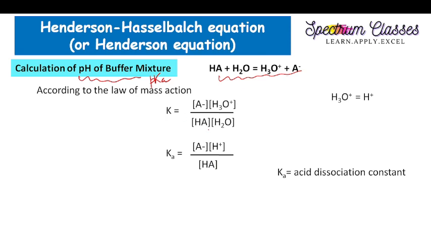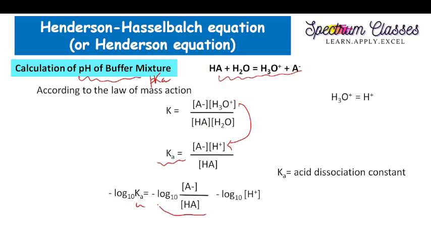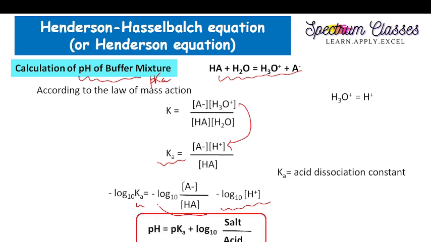And according to the law of mass action we have already discussed, we have this acid dissociation constant like this. And here, instead of H3O plus, I have just replaced it with H plus for the sake of simplicity. If I take the minus log on both sides, what I will get is minus log of Ka, minus log of this species, and minus log of these H plus ions, right? Because these two are in multiplication. Then this will be replaced as pKa and this remains as such.